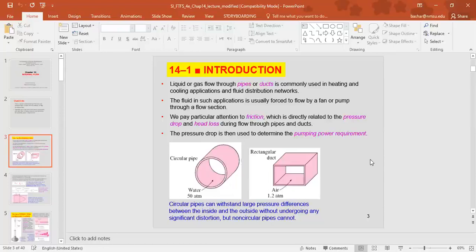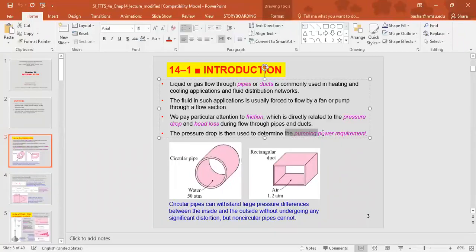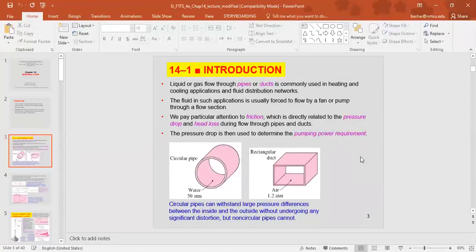In this chapter we will learn about the details of how to evaluate the head loss, whether it's major head losses or minor head losses. Besides, we will learn how to calculate the pumping power requirement to compensate the pressure drop. Okay.